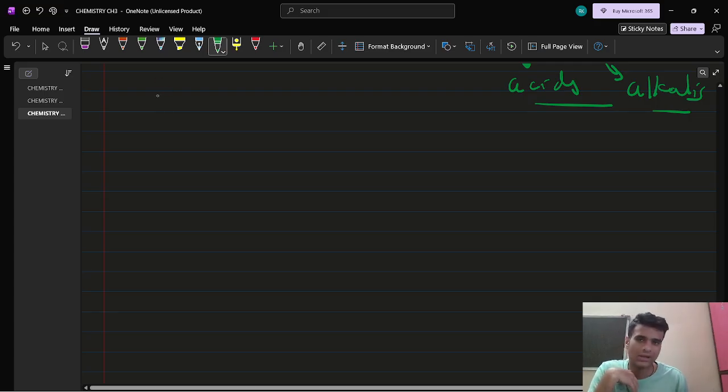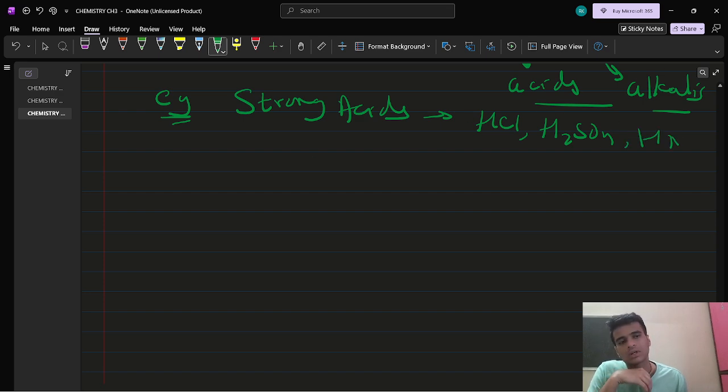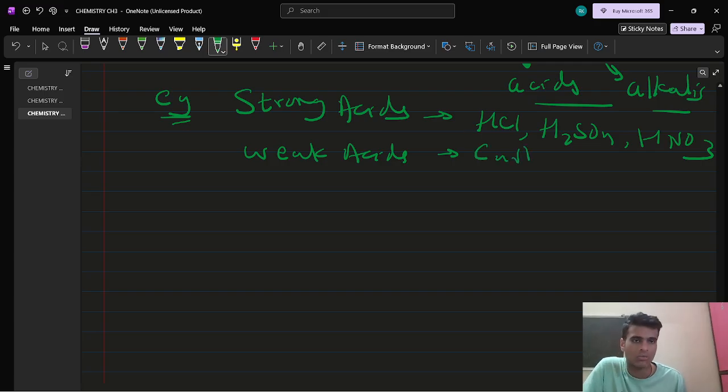So I'll just write the examples here. Strong acids: we have HCl, very strong, H2SO4, also strong, and to some extent HNO3 also. Then we have weak acids. All organic acids will come, and carbonic, so carbonic plus organic like formic, acetic. All of these have formulas, we'll do it when you do organic.